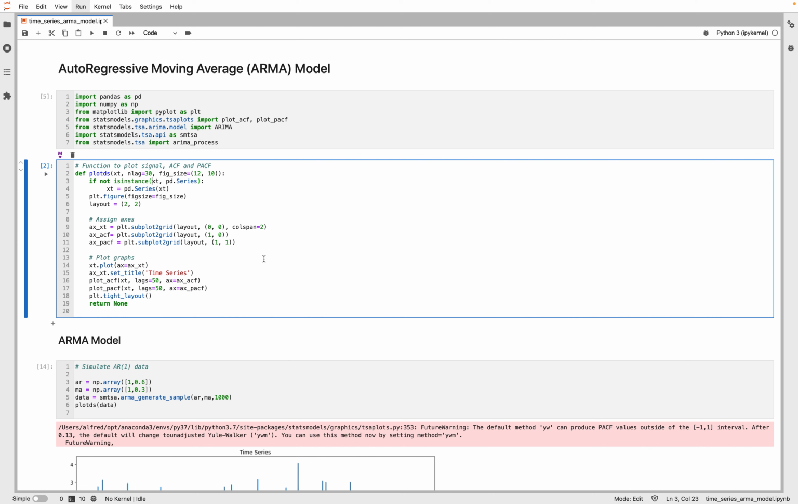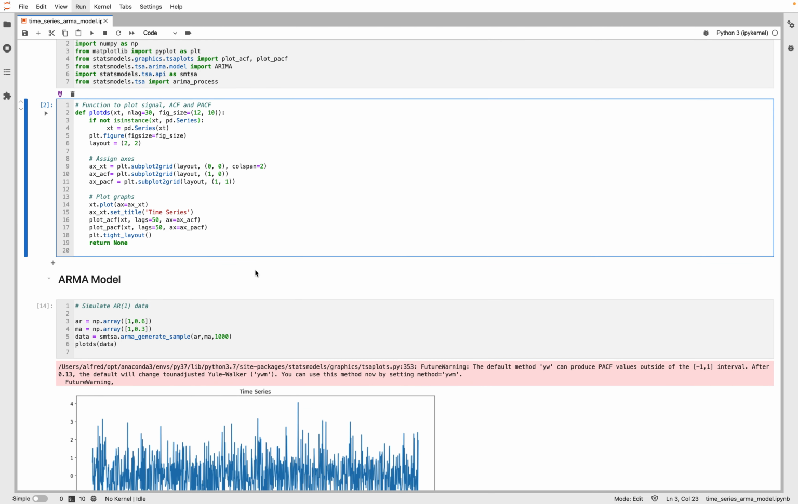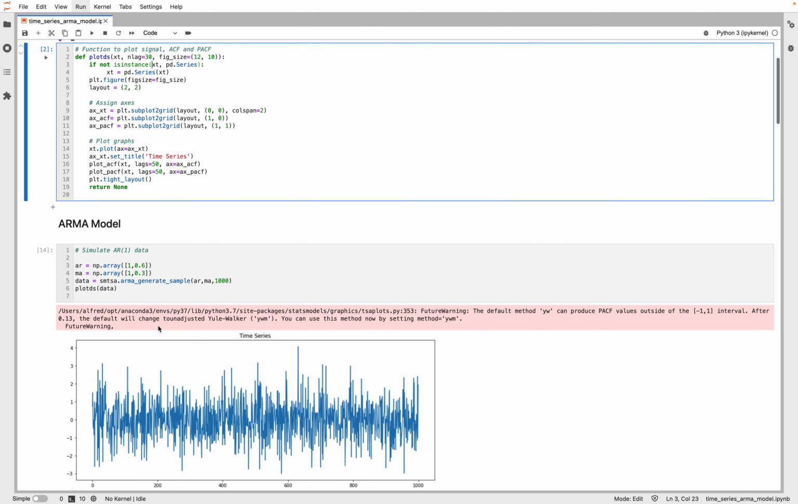Similar to the previous AR and MA videos, first we define a function to analyze the autocorrelation characteristics of a time series. Next, we will simulate an ARMA time series using the statsmodels package. We use an ARMA model with AR coefficients of 0.6 and MA coefficients of 0.3. The simulated time series is shown here. It is quite close to white noise.